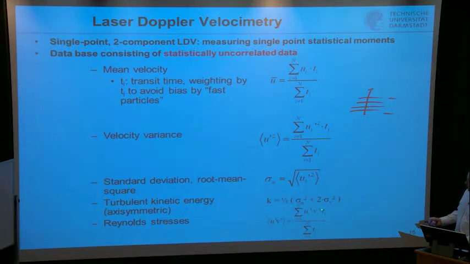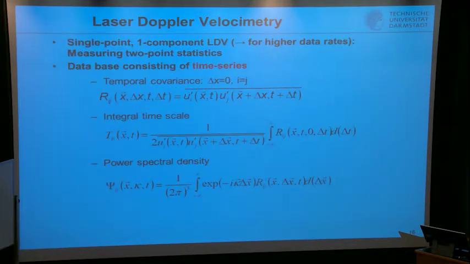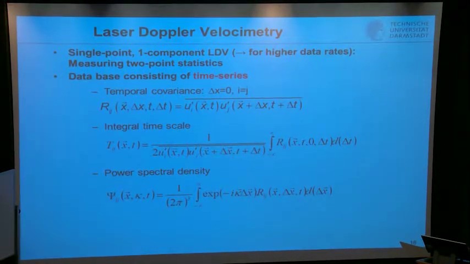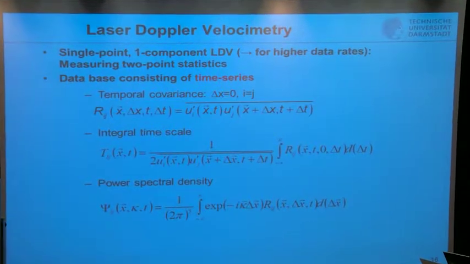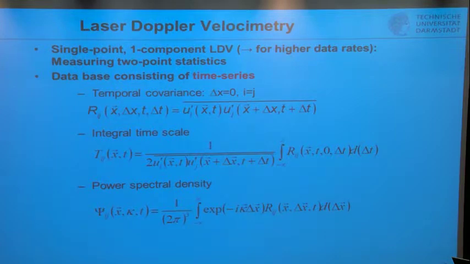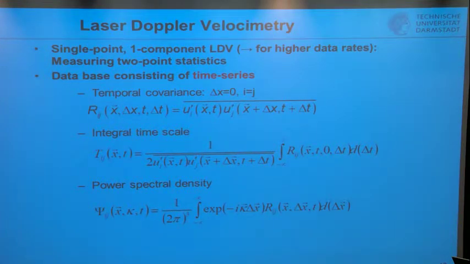You have here the shear stresses, where you have the correlation between, let's say, axial and radial velocity component, for example, very important for turbulence modeling. And you can as well, a bit more detailed now, calculate based on time series covariances. First here shown for the temporal covariance, where you measure at one single location, for example, the axial velocity component at different times. Here it is shown as the global definition, where you shift in space and time.